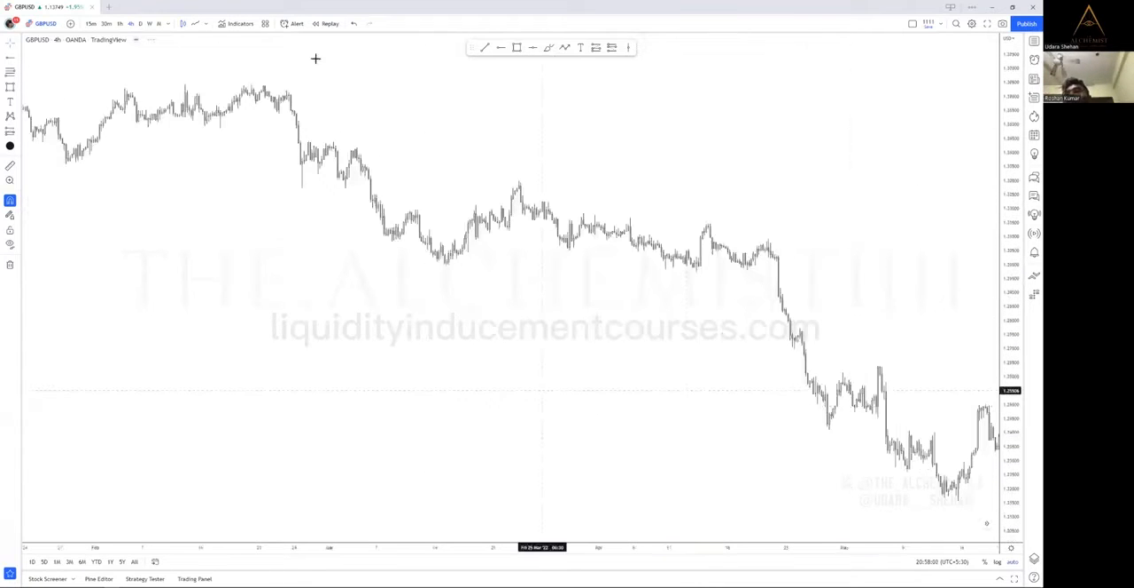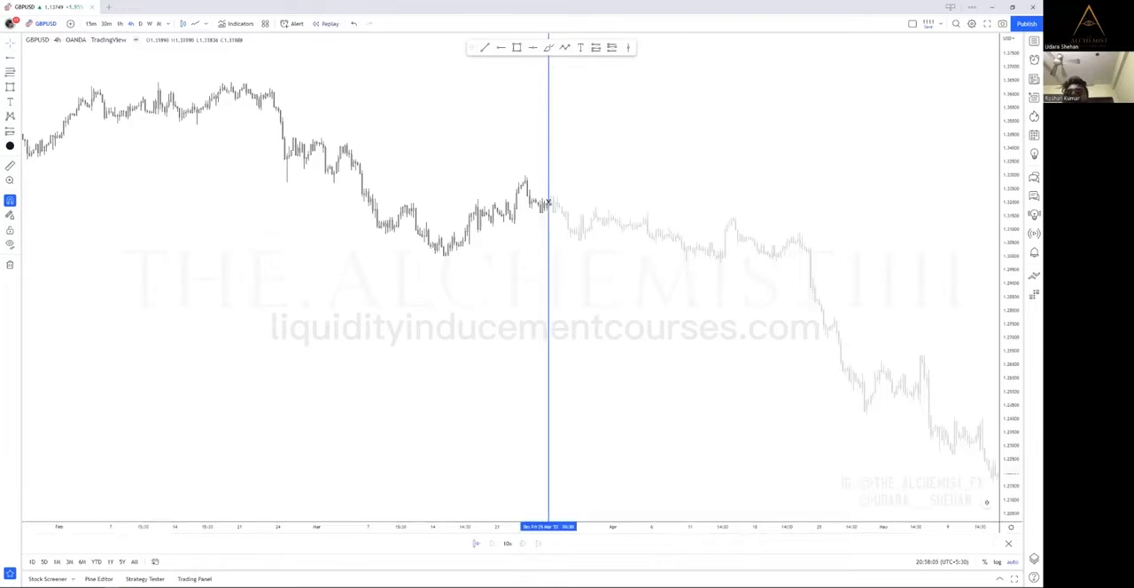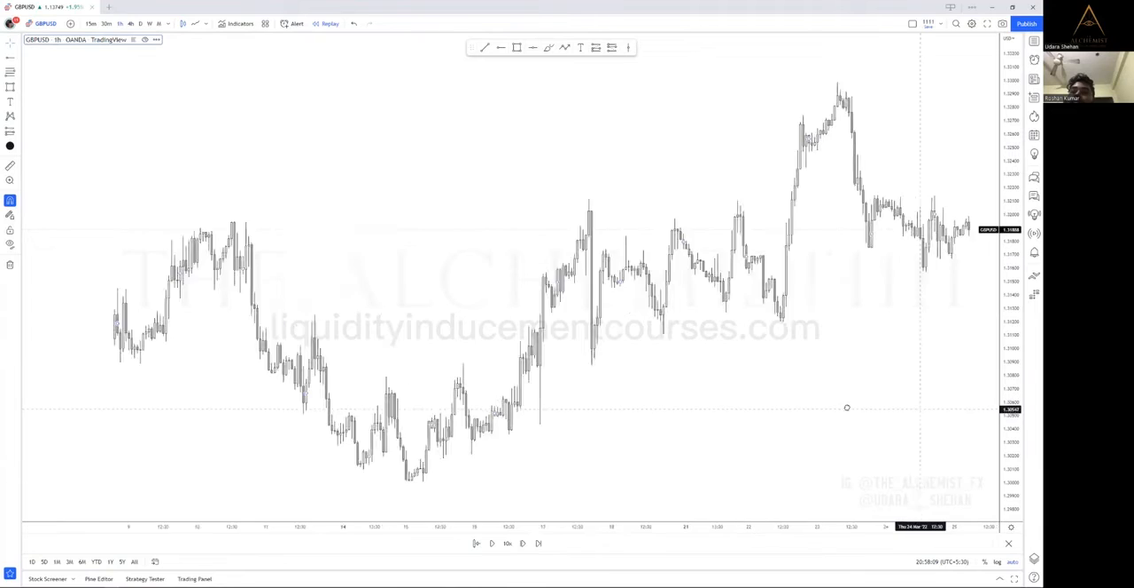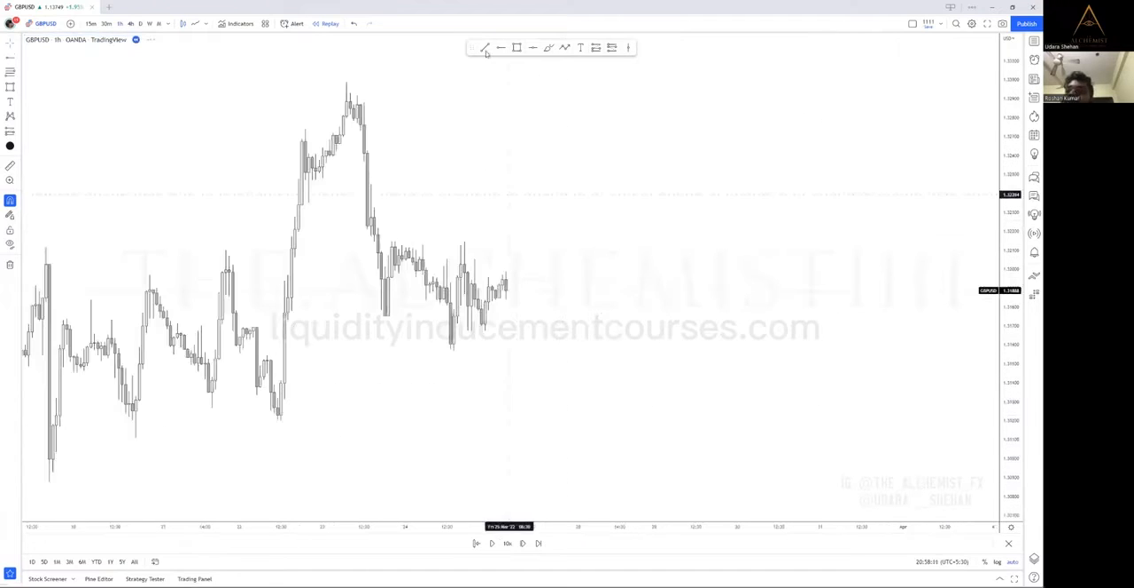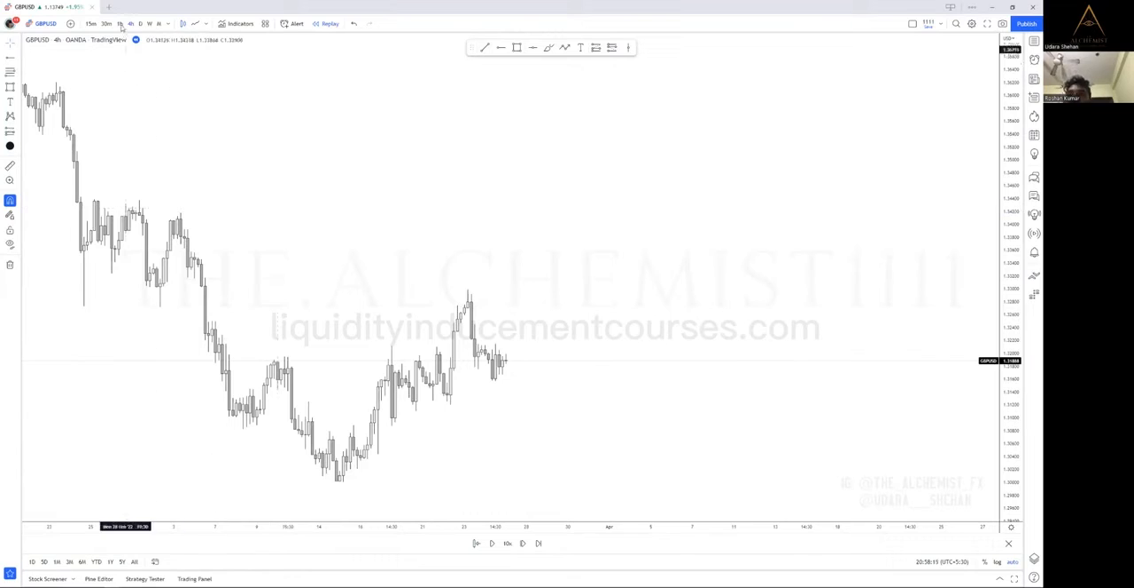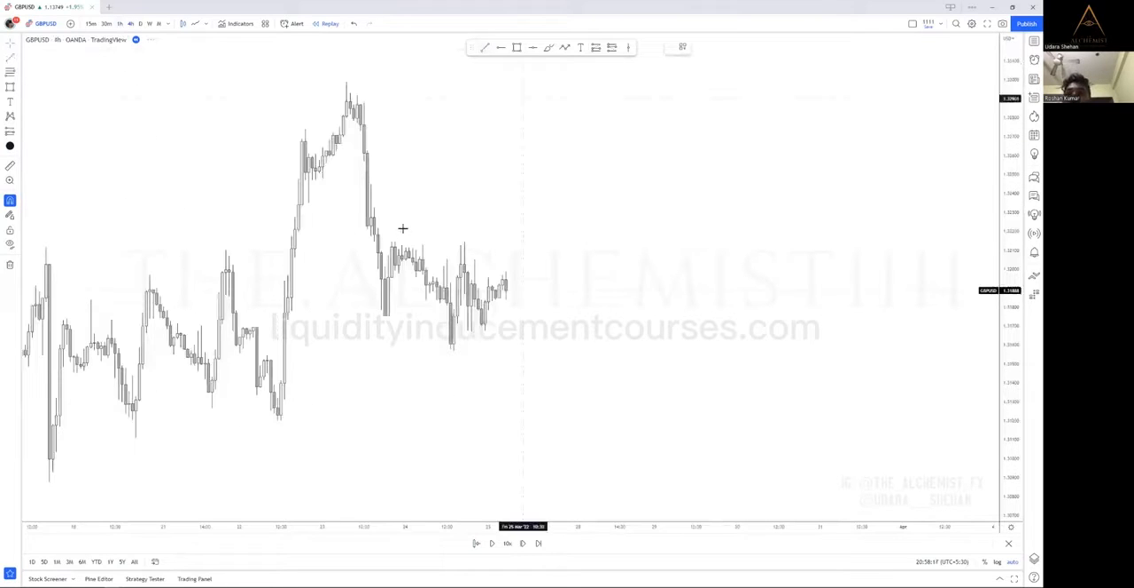Where were we? Now look at this one. Another one. Let's go to the lower time frame. Now if I go to the H1 time frame, let's go to the H4. There we go. Can you see that? What is this? Liquidity. Equal highs, right?